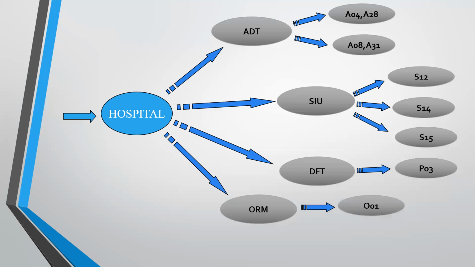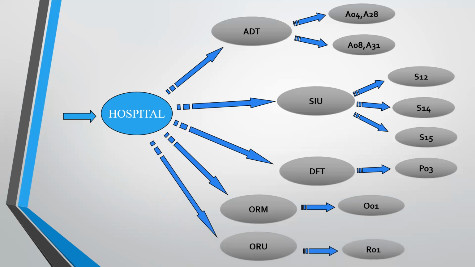Then the lab system will send the result back to the EHR system, right? That is represented with ORU, and ORU stands for observation request unsolicited. It has one event called R01, which represents the result information coming back to you. So now the question comes up: do we need to know all the message types? Do we need to know all the message codes and all the events that we have? No, it is not necessary.